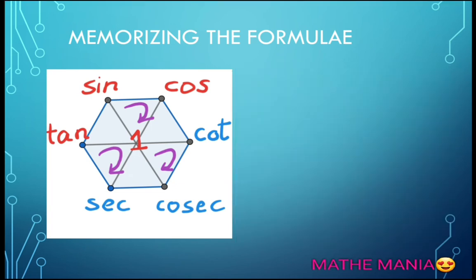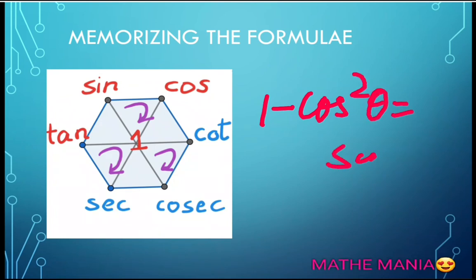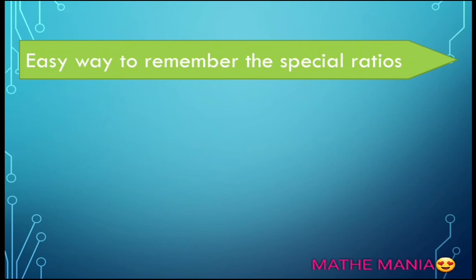For example, consider the upper triangle containing sine, cos and 1. So another form of identity I can get by moving in the anti-clockwise direction. And when I am moving in anti-clockwise direction, I will use minus sign instead of plus. So the identity would be 1 minus cos square theta is equal to sine square theta. And you can check in other triangles also, we take the anti-clockwise direction and we get more forms of this identity.